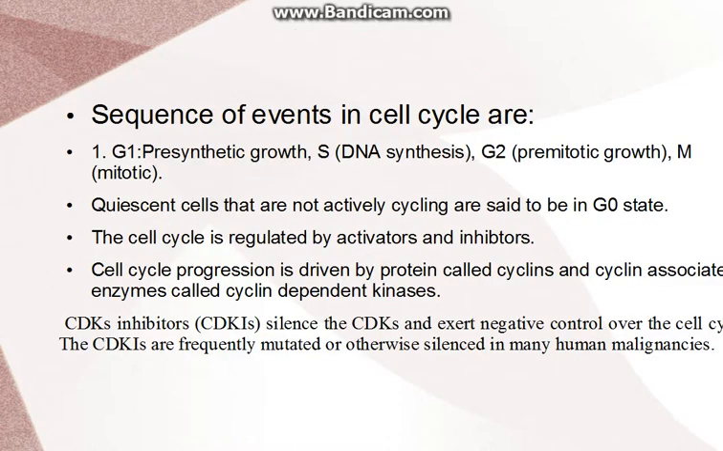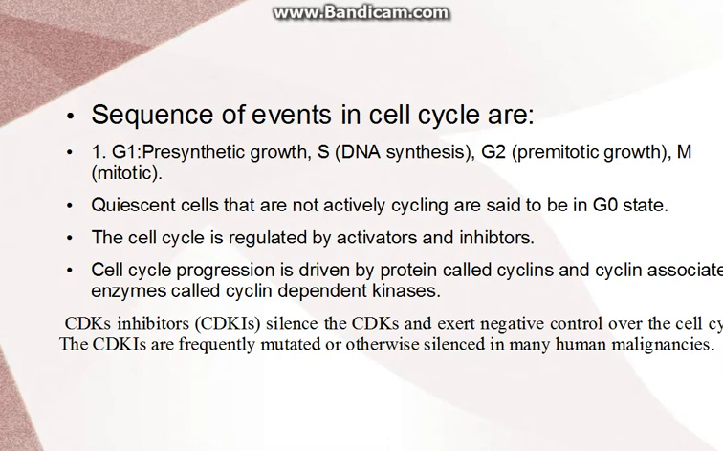Now we should understand what the cell cycle is. There is a G1 stage, there is an S stage, there is a G2 stage, and there is an M stage, which is mitotic. Now if the cell is not dividing, it is a quiescent cell. It is said to be in the G0 stage.